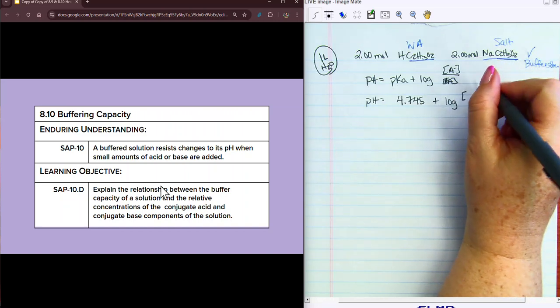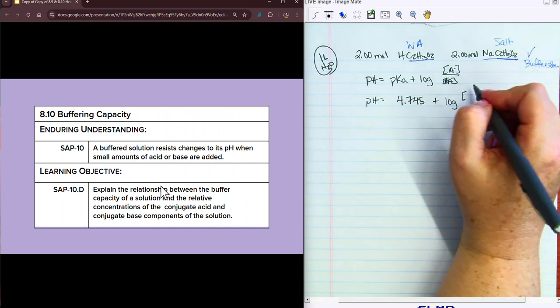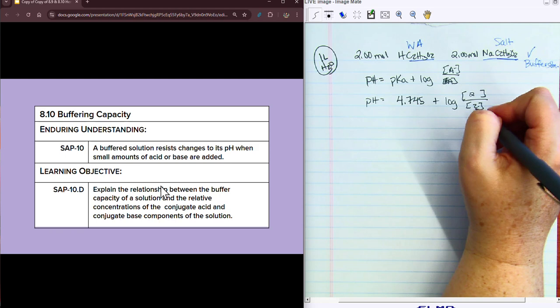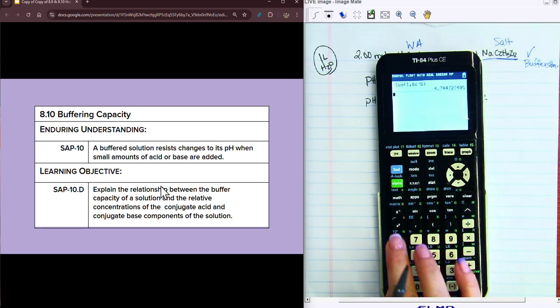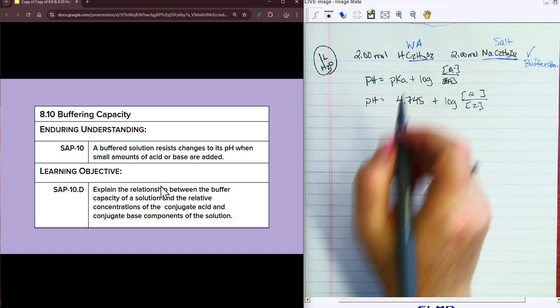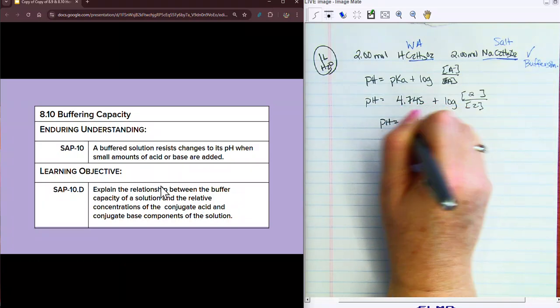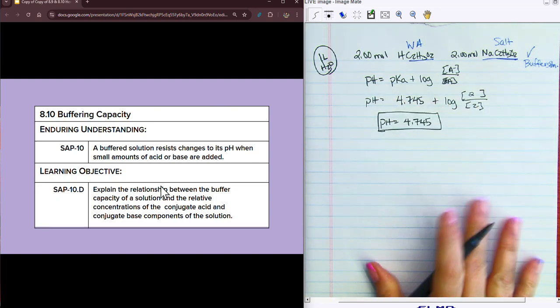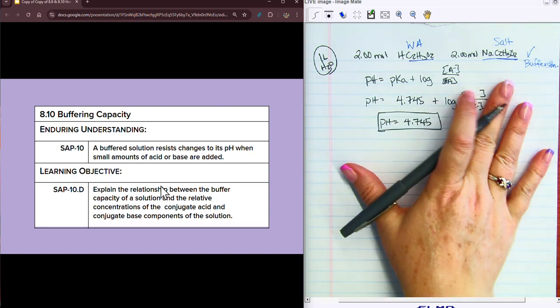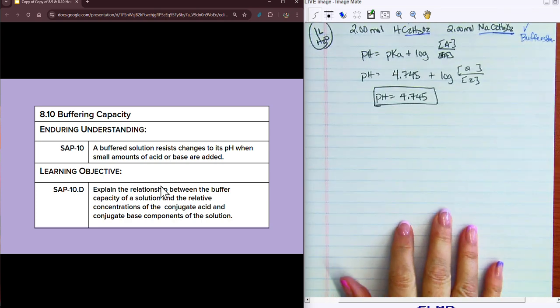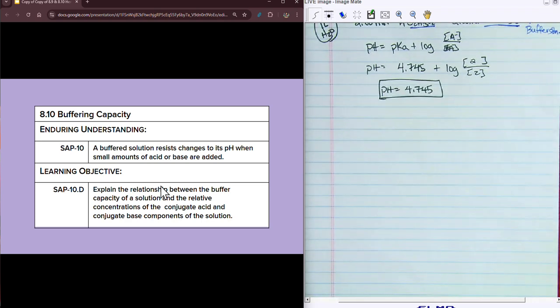Now, the concentration of the conjugate base, which is acetate, is 2 molar divided by 2 molar, so that's 1. And if you guys have forgotten, the log of 1 is 0. So that means that the pH equals the pKa. So the pH is simply 4.745. Okay, that's one thing they can ask you to do. You can all do that. That's totally doable. And you can do this next part too, so don't freak out.